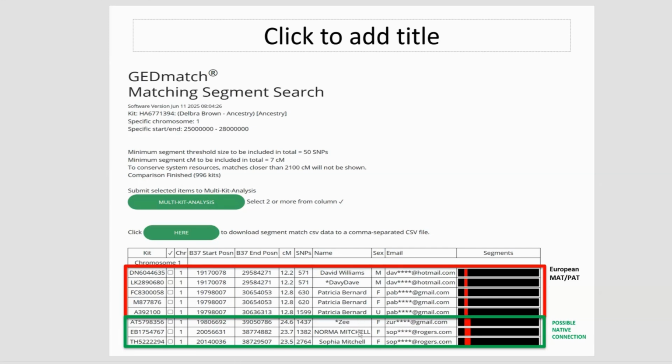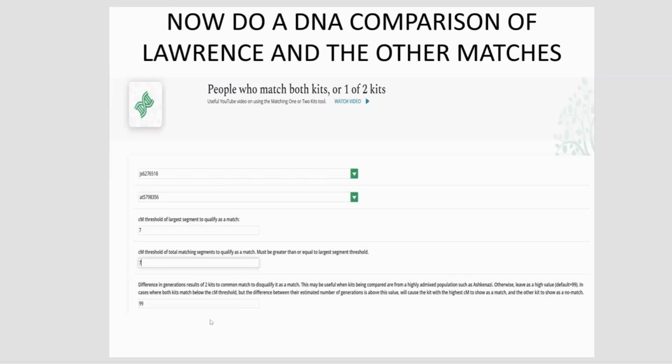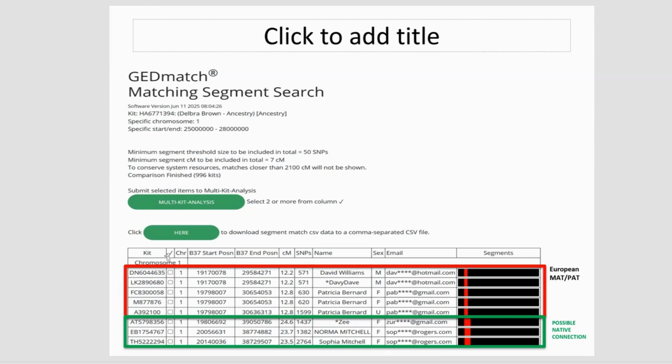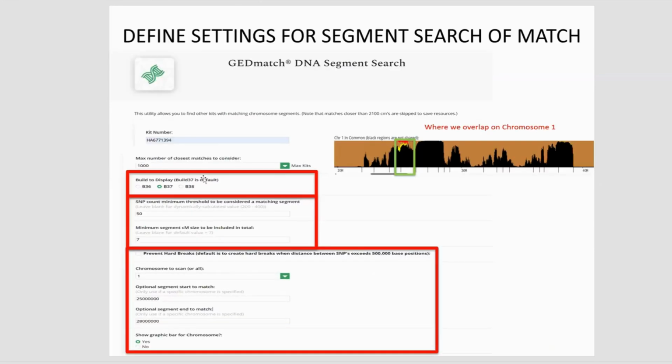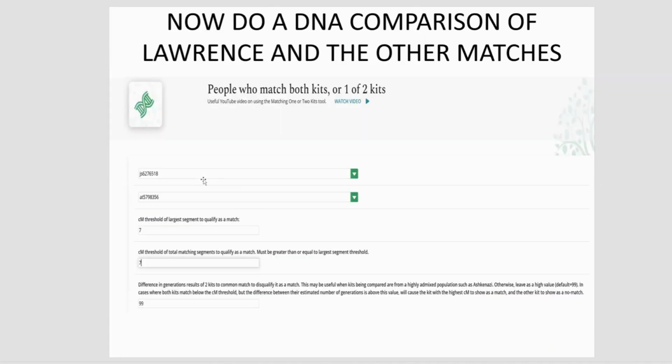Z, Norma, and Sophia. So I put a check box. I checked off these 3. I do believe I did. So I did him, I did me, and then I said, let me take a look at the people who match him. So I did him and one of my matches. So I chose the top match, Z. Her kit was AT5. So I chose that kit, and I said, let me see who matches Lawrence and her. And I took it down to 7 centimorgans.